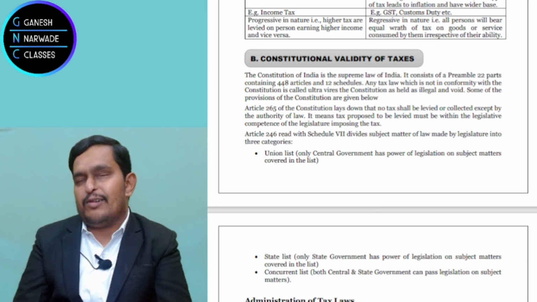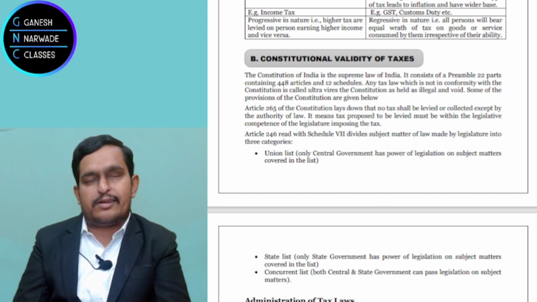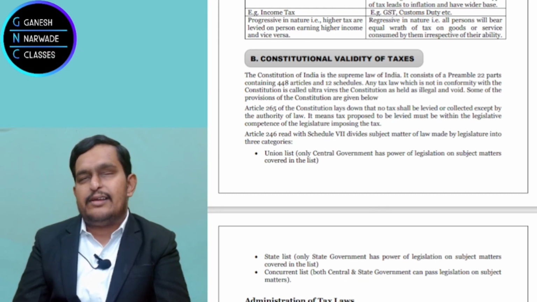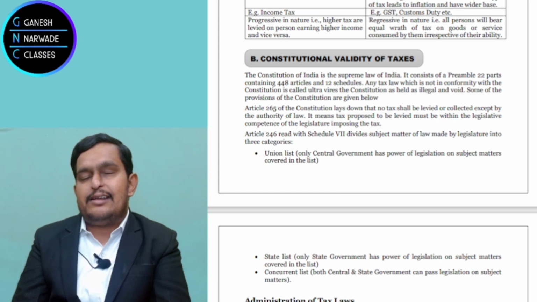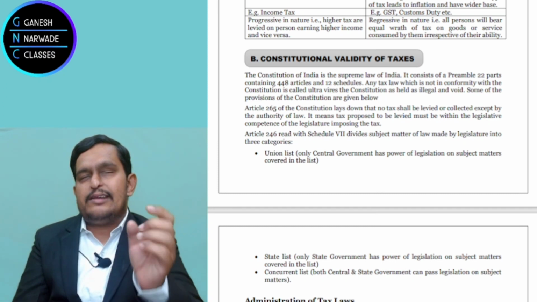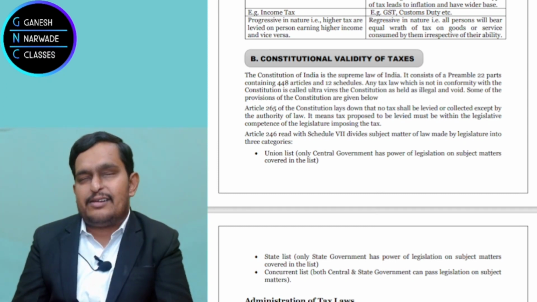Concurrent list means where state and center both have the power to make laws. Okay, list 1. What is list 1? Central government has the power to make law. For example, in list 1, entry number 82 says that central government has the power to make law in relation to levy of income tax.